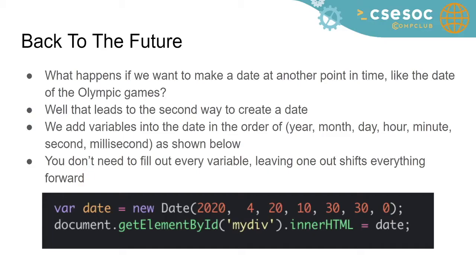So an example of the code is here. Notice how it's very similar. We still declare our date variable using either var or let. And then we say it's a new date object, just like we mentioned in our last slide. But instead of having nothing inside of our date object, we add in our variables, which we mentioned earlier, are in the order of year, month, day, hour, minute, and so on. And in this code snippet here, again, we're doing the same thing, and we're displaying the date in our web page.